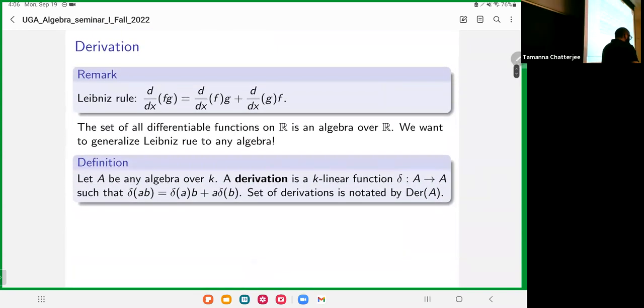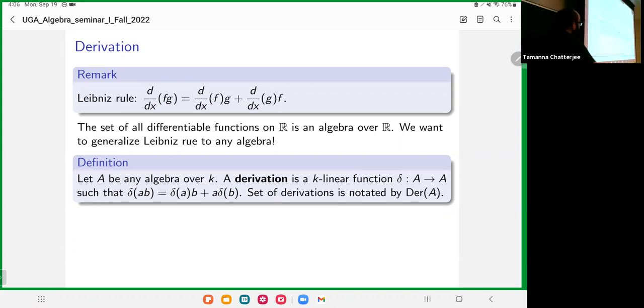Okay, here's something from calculus class. So we know the Leibniz rule, which is how we take the derivative of a product of functions. What we want to do is generalize this idea to any algebra, because here we are taking our algebra to be all differentiable functions on R, but we want to make it work on any algebra. That is the first idea, and then we will try to make it multilinear.